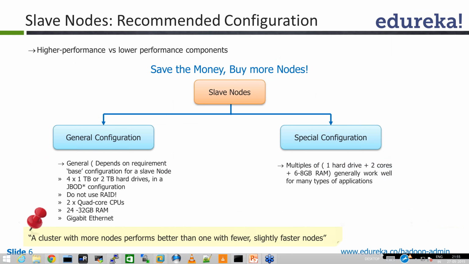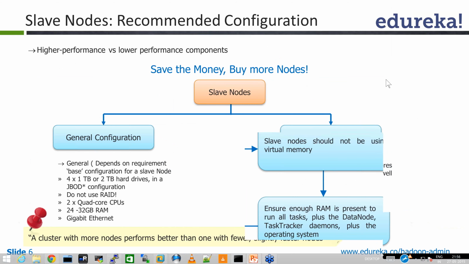But because we want to spend only one time on the infrastructure for your environments, the general configuration is 4 into 1 terabyte or 2 terabyte hard disk drives, so multiple hard disk drives without any RAID for the slave nodes, 2 quad-core CPUs, and 24 to 32 gigs of RAM with an Ethernet card. So the idea is that the more the number of nodes, the less the pressure on the nodes, and so the performance of the cluster will be better. A cluster with more nodes will perform better than one with fewer, slightly faster nodes. That's the key to building a Hadoop cluster with optimal performance, I'll say.